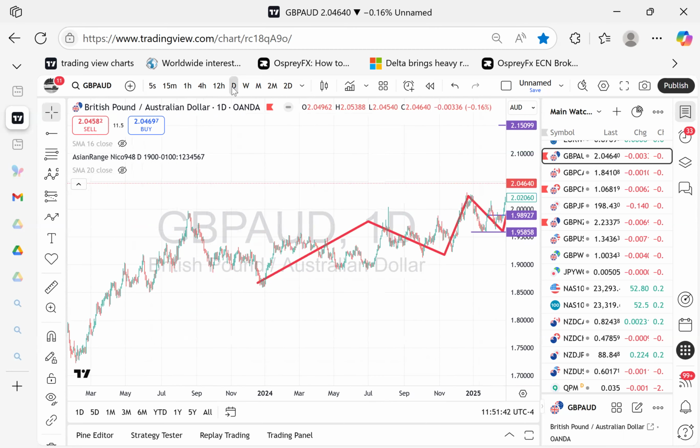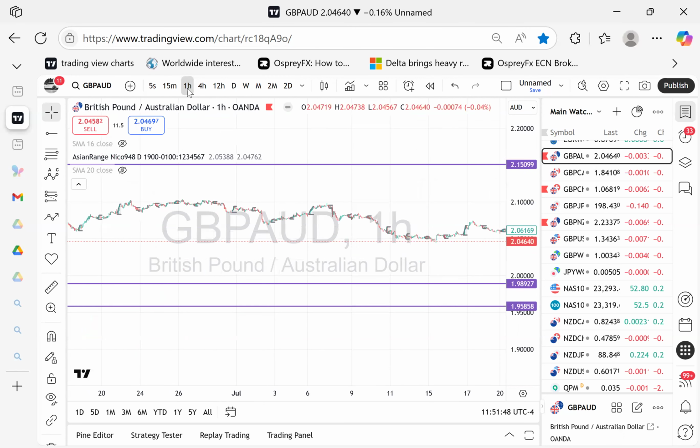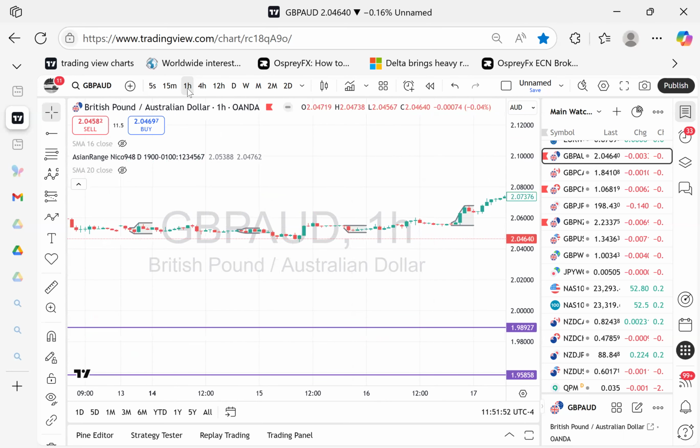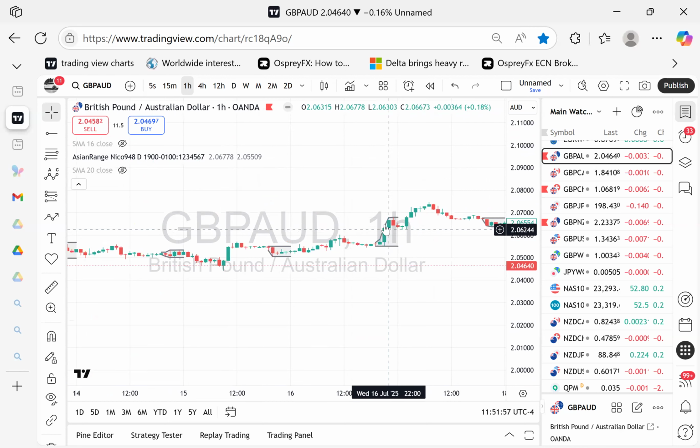Now, there's another setup too that you're going to see. Let me go down and I'm going to show you. You're going to get a big imbalance in the middle of Asian session. You see this imbalance? Mm-hmm. And then price dips back down into this imbalance before it keeps buying.